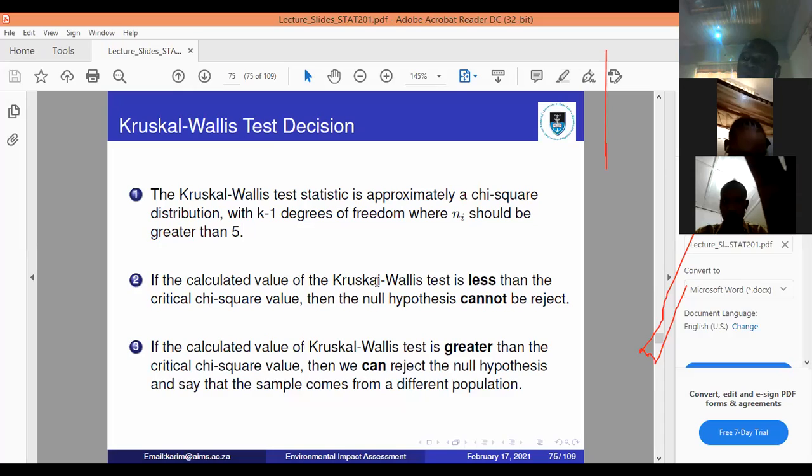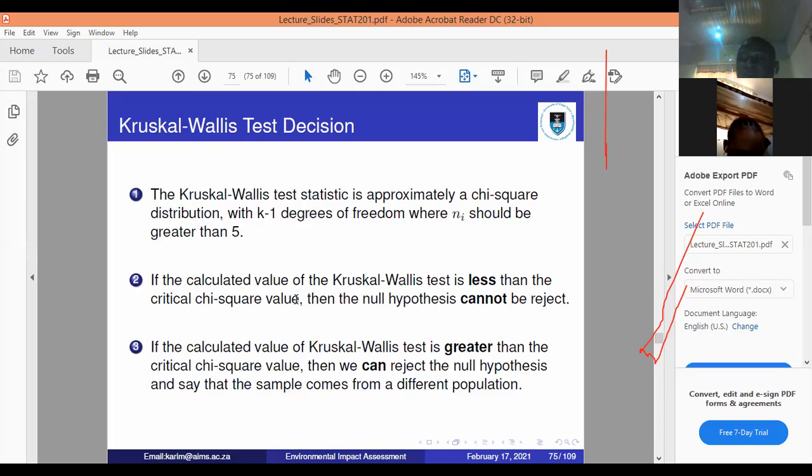So if we calculate the value of the Kruskal-Wallis test and it is less than the critical chi-square value, then the null hypothesis cannot be rejected. That means we accept the null hypothesis. If the calculated value of the Kruskal-Wallis test is greater than the critical chi-square value, then we can reject the null hypothesis.